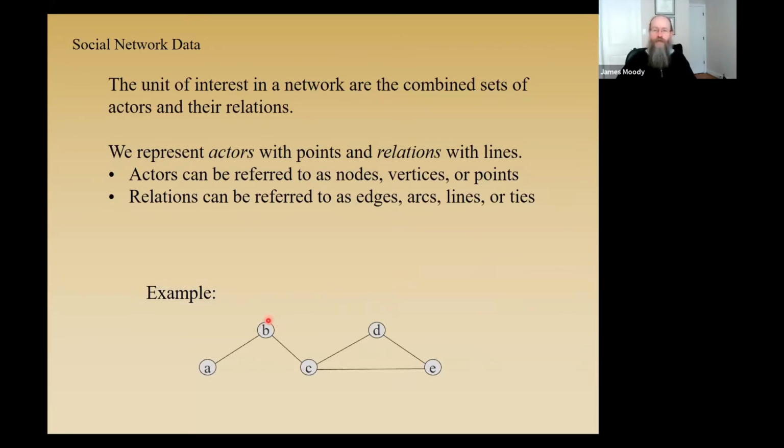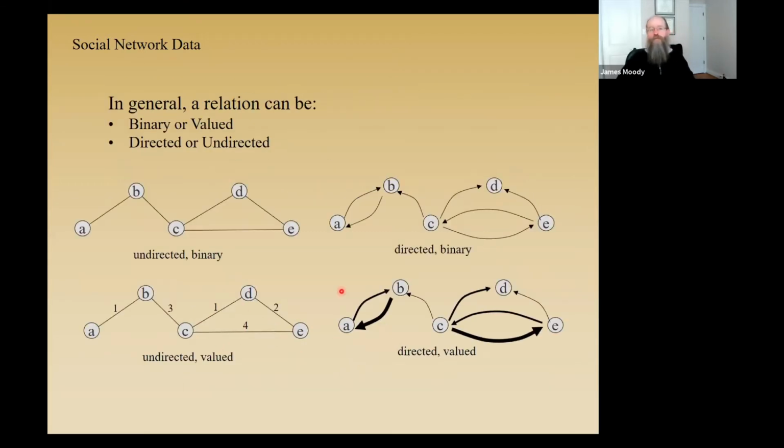In this case, actor B has a relation with actor A. That's what these diagrams typically mean. We can have many different types of relations within this formalism.